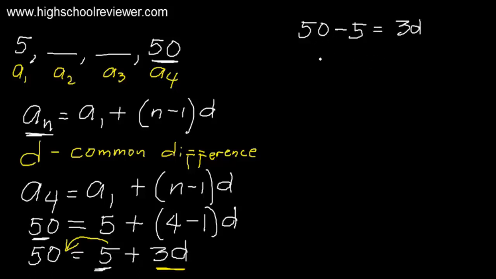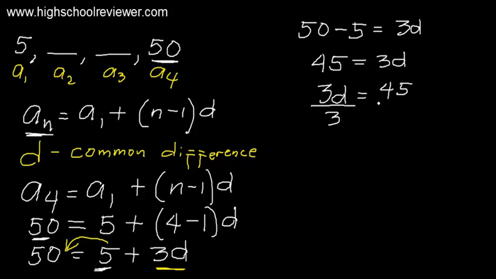50 minus 5 is 45. This will be equal to 3d. So we can rearrange this. We can make this 3d equals 45. And to solve for d, we need to cancel out 3. So to cancel out 3, divide both sides of the equation by 3.